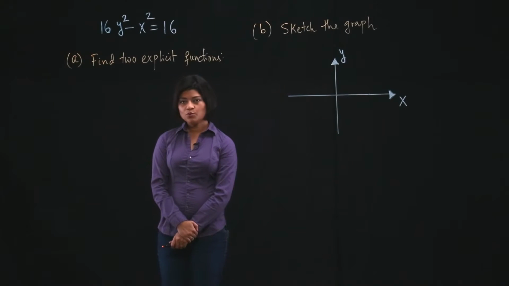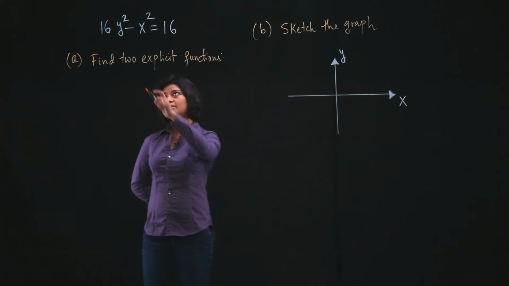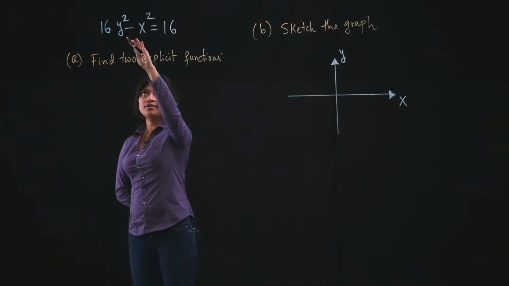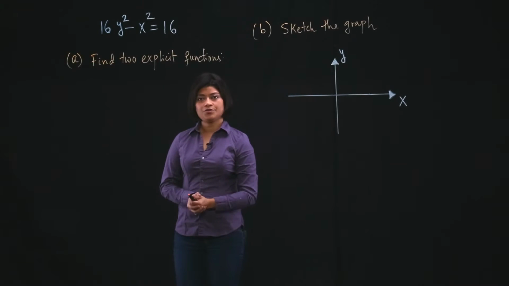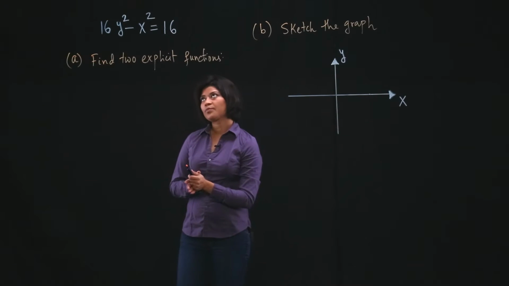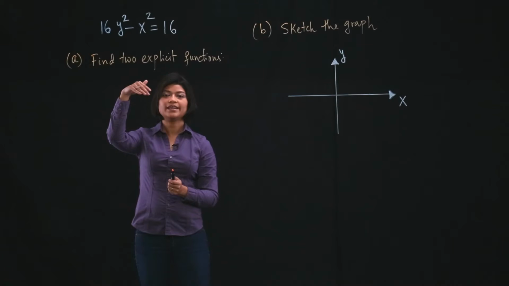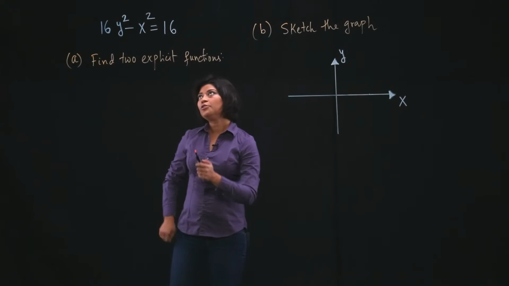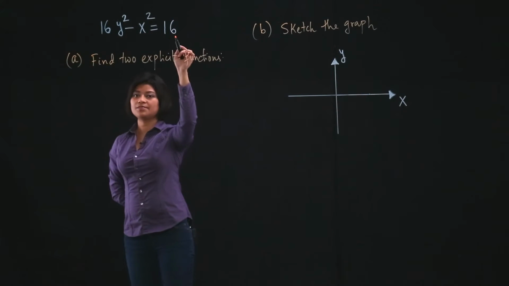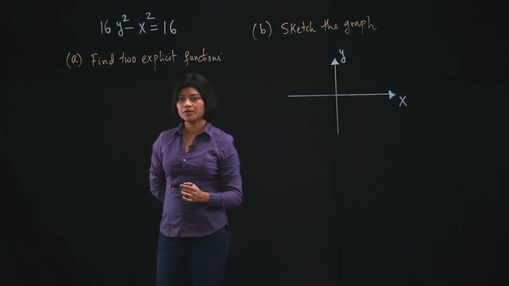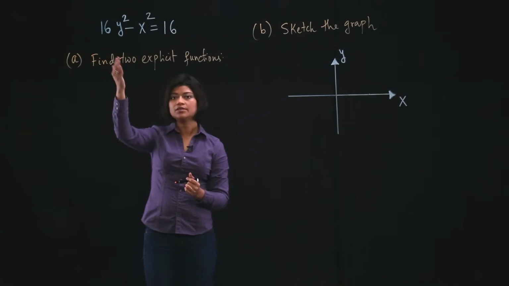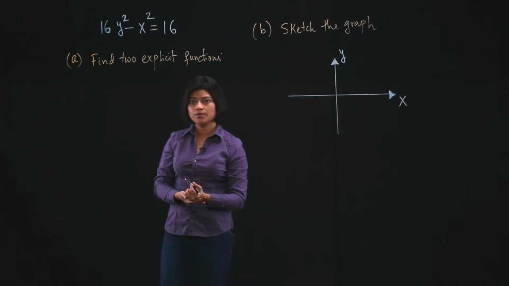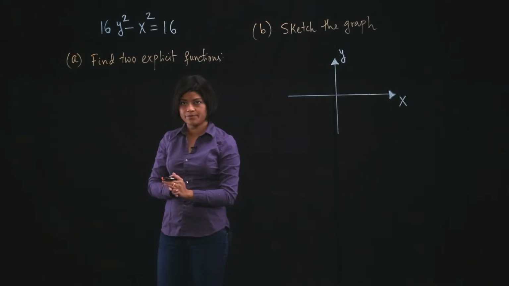Hello, I'm Papia. In this problem, we have the equation 16y² − x² = 16. We have to first rewrite this equation in explicit form. Note that this equation itself is written in implicit form. If we solve for y from the equation, then we can find the explicit form. So that is the first step.